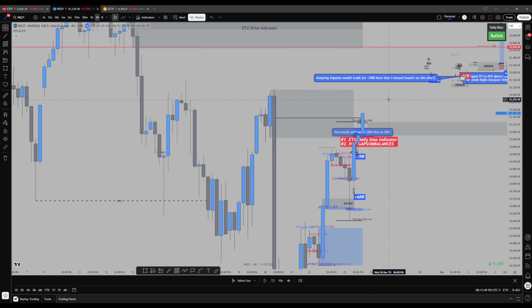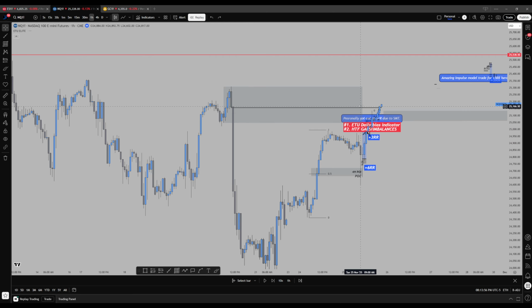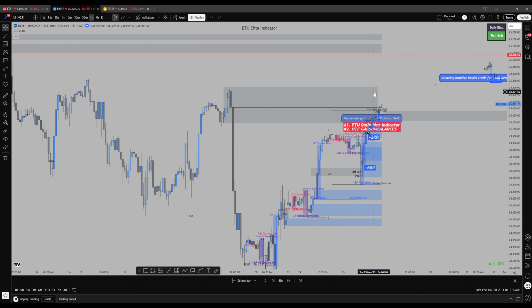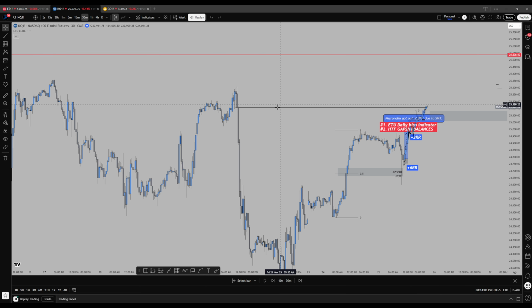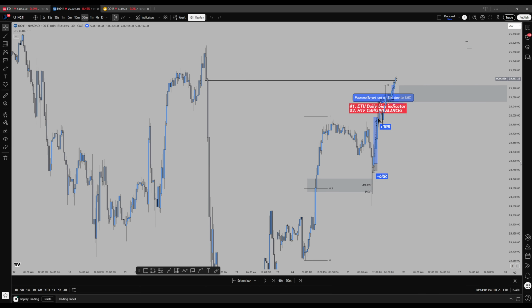Now, if you go to the 1 hour, this imbalance looks even better, right? Look how big and massive this gap is. So we didn't even hit the 4 hour supply before my trade. So I was still looking bullish because we were supposed to fill these gaps. These gaps are meant to be filled.